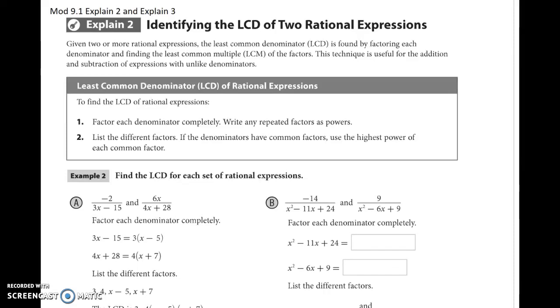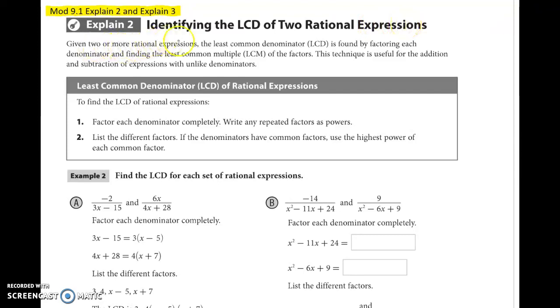Okay, so today I'm going over Module 9.1, Explain 2 and Explain 3, and I'm starting on page 427. Explain 2 says identifying the LCD of two rational expressions. So let's look at what the LCD is.